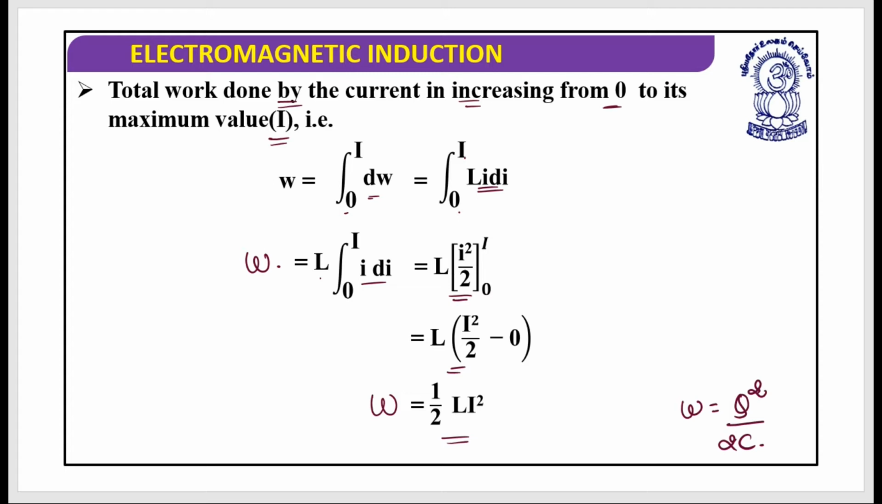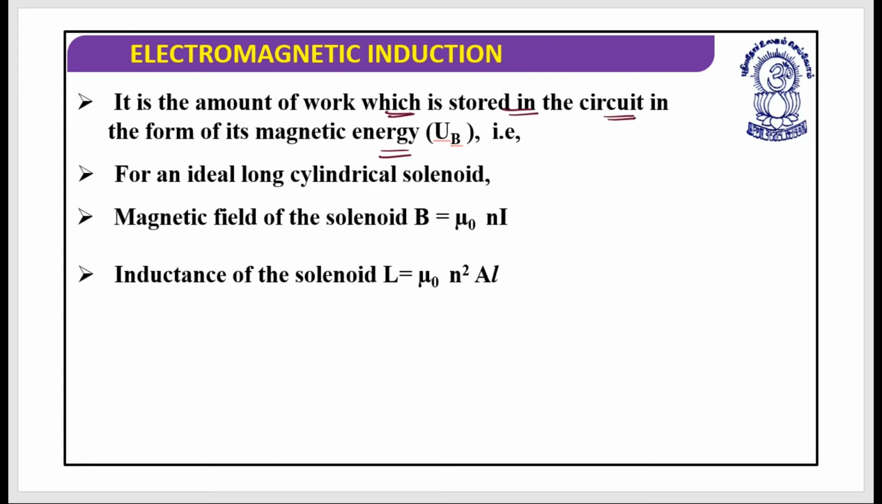I hope you understand this. Great. So let's suppose we have a long cylindrical solenoid, and we understand that the magnetic field of the solenoid is B equals mu naught n i, where n is the number of turns per unit length. And we also understand that the inductance of the solenoid could be written as mu naught n square A L.